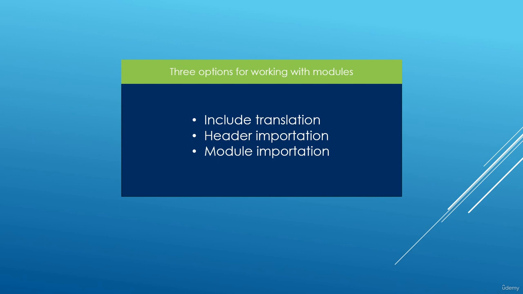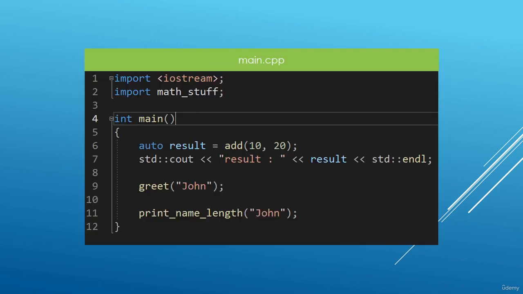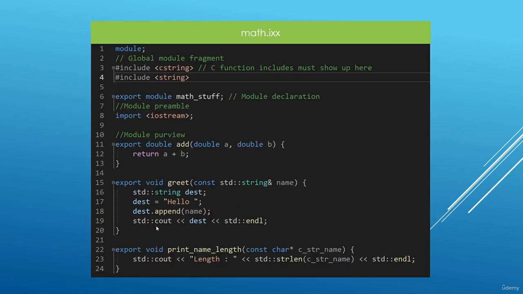Okay, now that we have a few basics out of the way, let's zoom out a bit and see different ways we have to use modules in our C++ program. The first is include translation. And include translation is what we are doing in our global module fragment here. You will include files as you would have included them in old C++. And the C++ compilers are configured to handle this in a specific way to make it usable inside your module code, and this is called include translation.